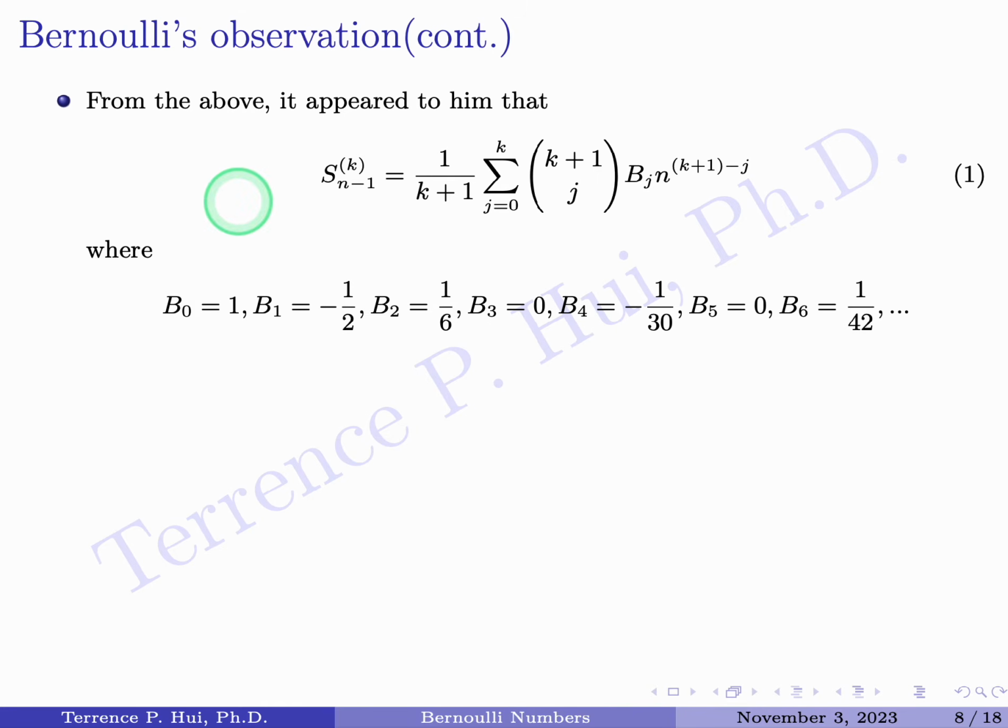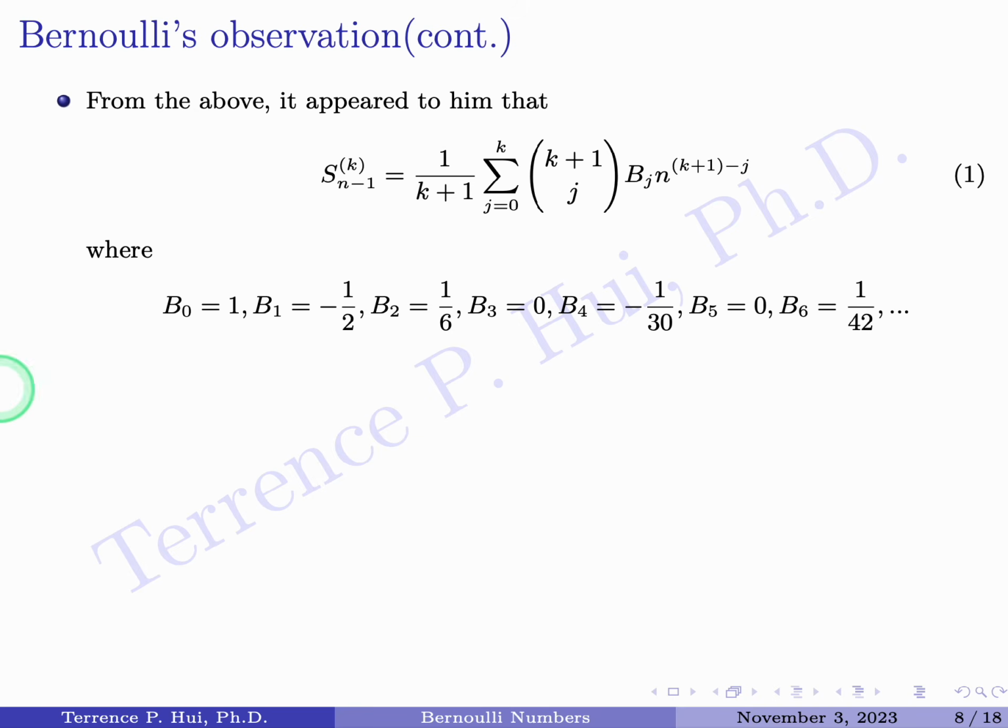So to him, it seemed that S sub n minus 1 to k, remember he summed it up to n minus 1, looks like it's going to be 1 over k plus 1 times the sum of k plus 1 choose j, b sub j, some constant b sub j, times n to the k plus 1 minus j. So keeping in mind, this is important. When you sum up to n minus 1, the answer is in terms of n. So it's always 1 higher. And what are these constants?